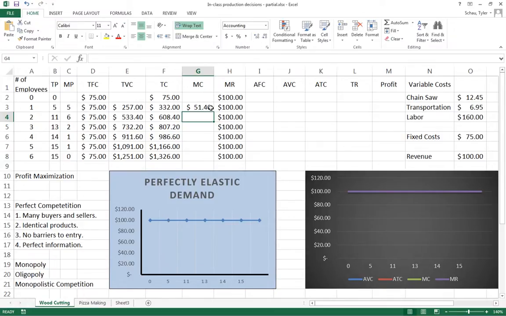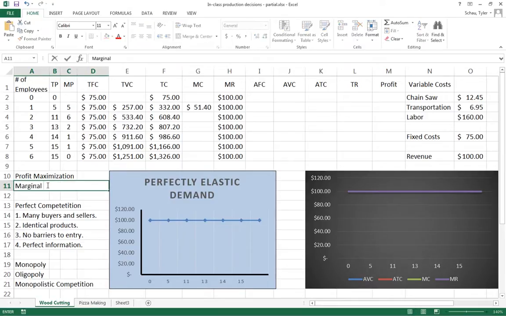All right, now here's one of the keys to all of this. The term marginal means additional. Okay? And so that's what we're looking at when we look at marginal cost.